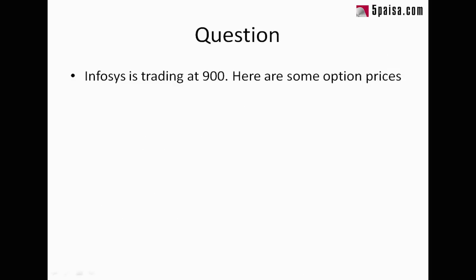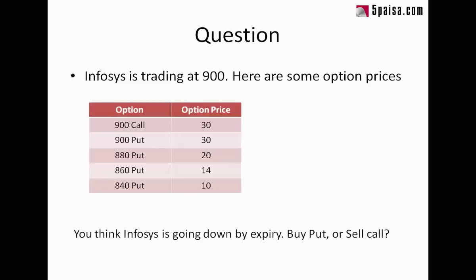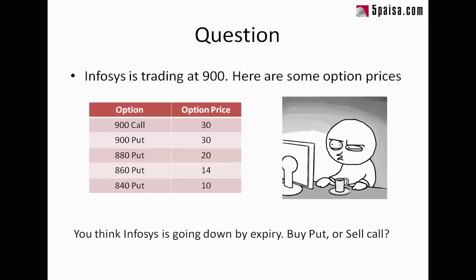Now let's look at a real world example. Infosys is trading at 900. Here are some of the option prices of Infosys for the current month expiry. A 900 call is trading at 30. A 900 put is also trading at 30. This, by the way, is not a coincidence. There's a theoretical reason why the 900 call and the 900 put will be equally priced when the stock is at 900. We'll learn about that in later videos.